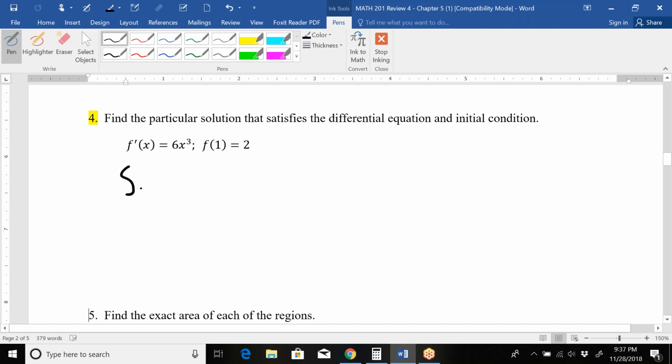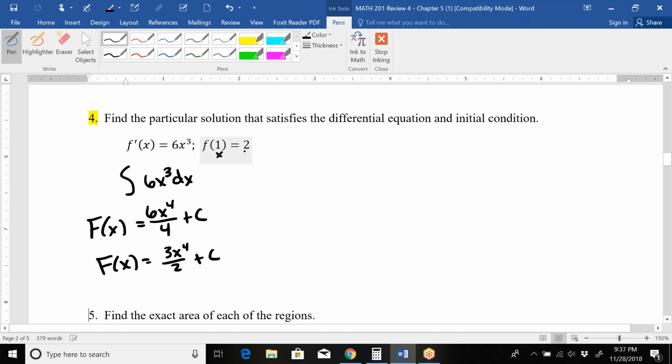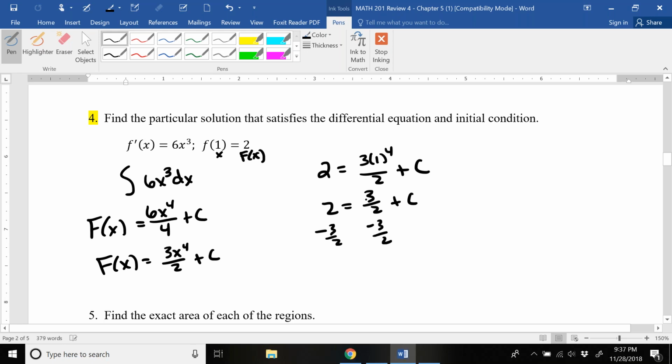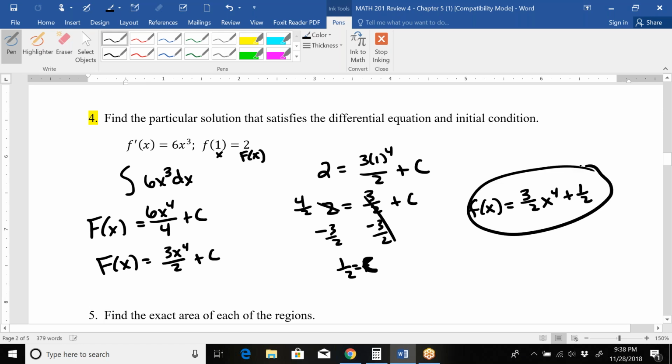So this is the antiderivative of 6x cubed dx. So that would be 6x to the 4th over 4, plus c, that's going to equal our big F of x. We can reduce that, so big F of x is 3x to the 4th over 2 plus c. We're going to plug in 1 for all the x's, and this is our big F of x. So we're going to have 2 equals 3 times 1 to the 4th over 2 plus c. So that's 2 equals just 3 over 2 plus c. Subtract 3 over 2 from both sides. You'll want to get a common denominator there, which is 4 over 2. So this is going to be 1/2 equals c. Okay, so my final answer is that f of x, the original function, was 3/2 x to the 4th plus 1/2. So there's the original function.